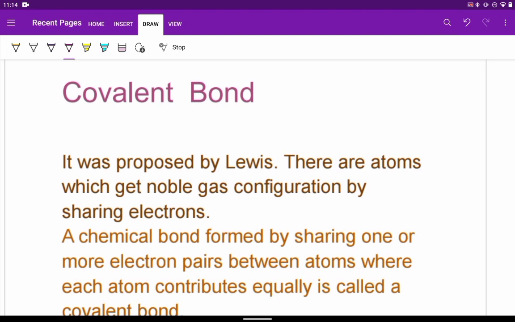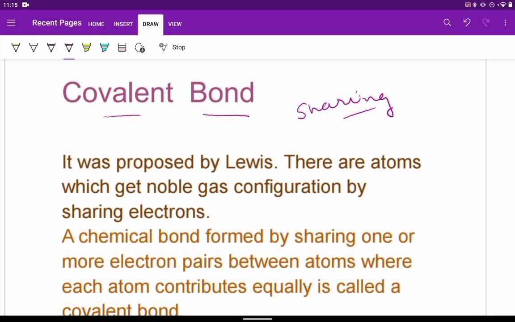In my previous few videos we have discussed bonding, that is chemical bonding between the different atoms which are present in the molecules. We have seen the electrovalent bond, which is also called ionic bond. Today we will be discussing the second type of bond, that is covalent bond. Covalent bond is all about sharing of electrons. Electron sharing has to take place.